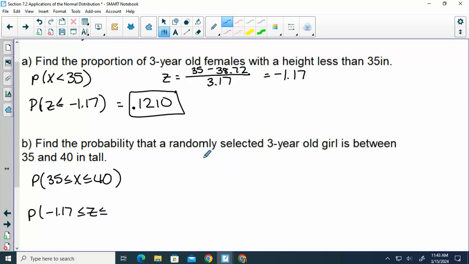So finding our z for 40, so x, so our value, minus the mean, divided by the standard deviation. So we get a z of 0.4.